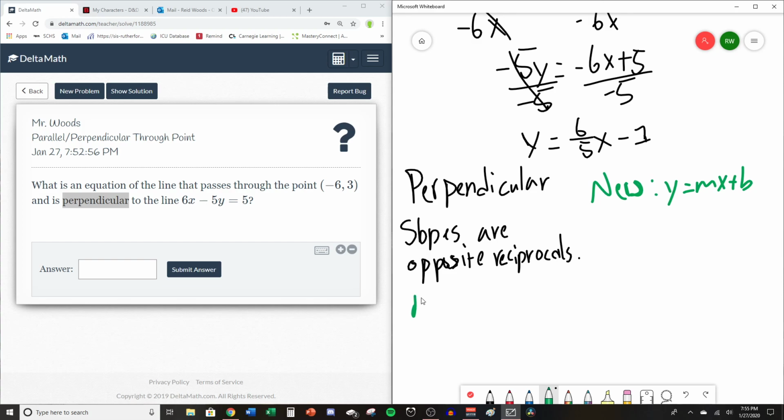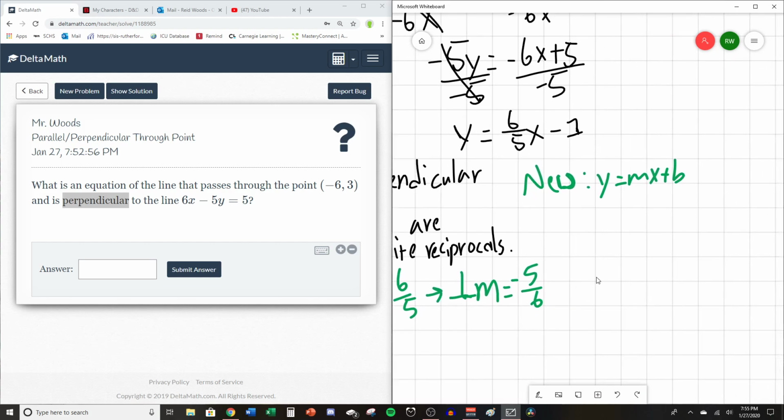So I'm going to show what that means. If my original slope, we usually call that m for mx plus b, is 6/5, then we would say that the perpendicular, I'm going to draw this little symbol, looks like an upside down T, it just means perpendicular. It means it crosses at a right angle. Slope would be the opposite reciprocal. The reciprocal means you flip the fraction, so 5/6. Opposite means you change the sign, so negative right there. So this is my new slope that I'm going to use.